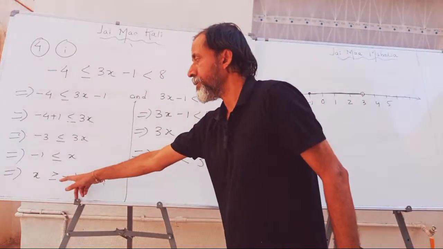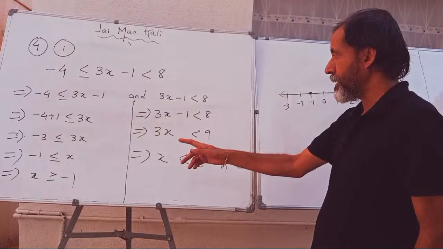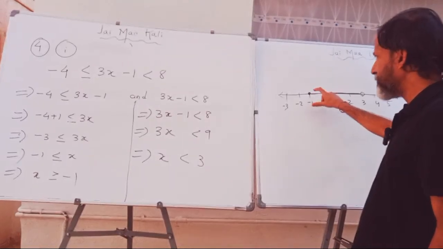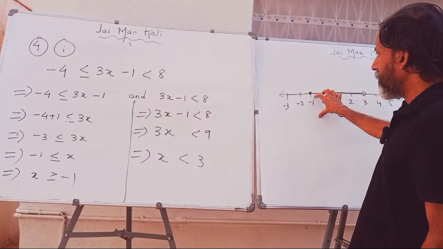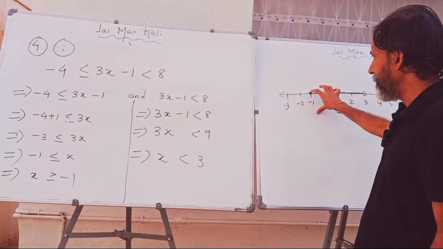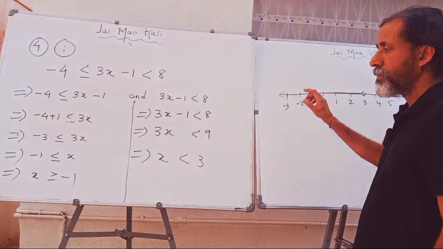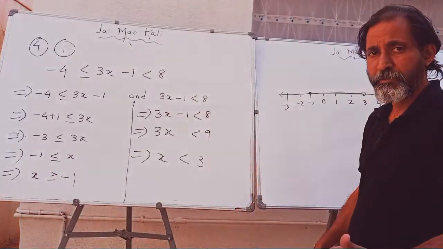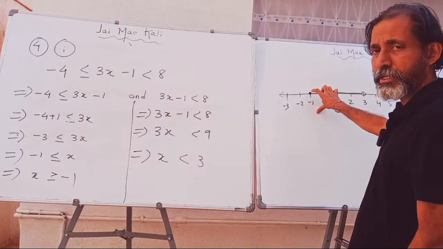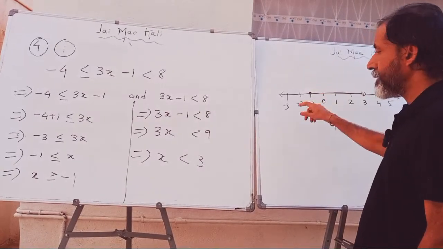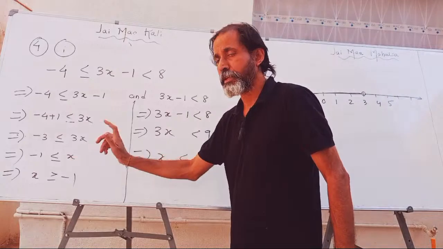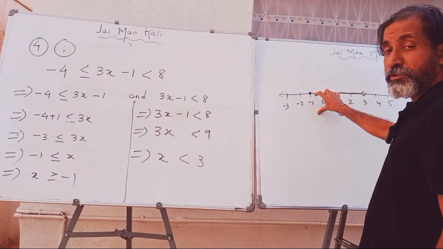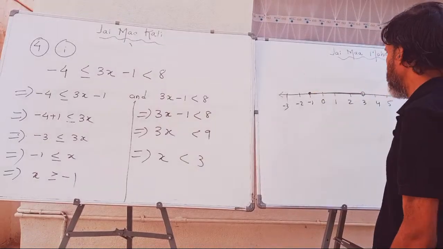Now x is greater than or equal to minus 1, which means x can be minus 1 also. So a solid circle to indicate that minus 1 is a solution. If it was not, then a hollow circle would have done. If x was greater than only, in that case x cannot be minus 1, and we should have put a hollow circle. But here in this case, x can be minus 1 or greater. That's why to show that minus 1 is also inclusive, we have a solid circle.